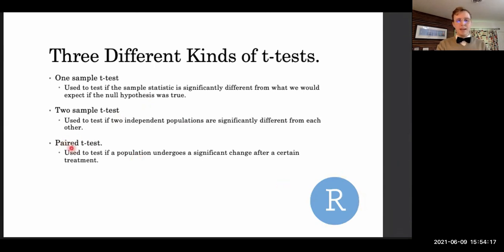Now, the paired t-test is another very useful kind of test. It's used to test if a population undergoes a significant change after a certain treatment. So this is the situation where you have some individuals and you measure them, and then you perhaps give them a treatment like a drug, and you see if they have changed over time. This is your did the patient improve after they were provided with our drug test.